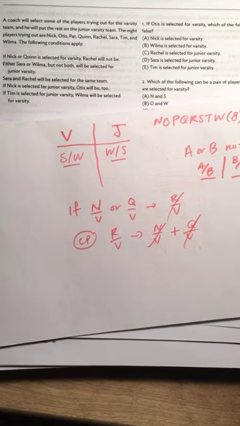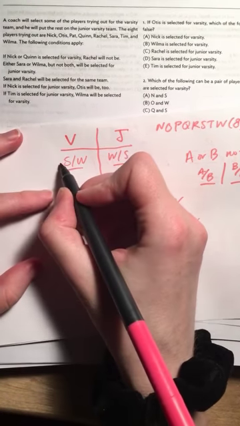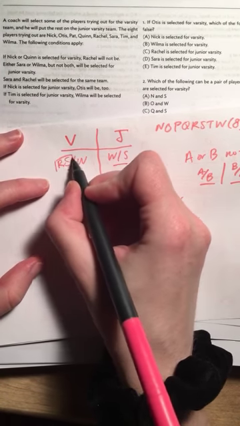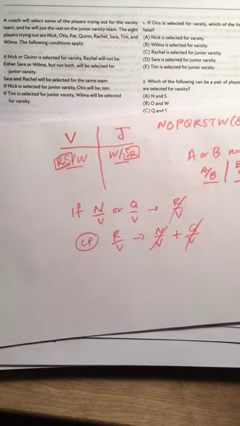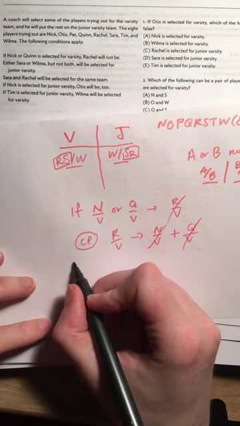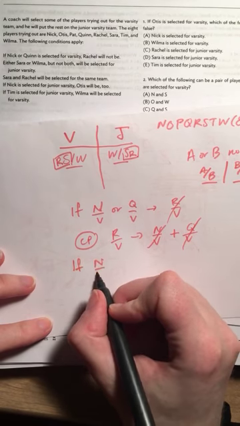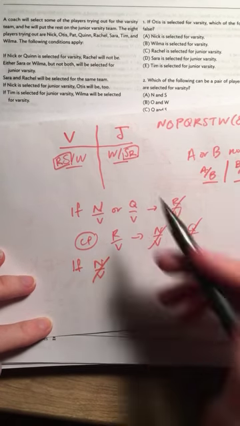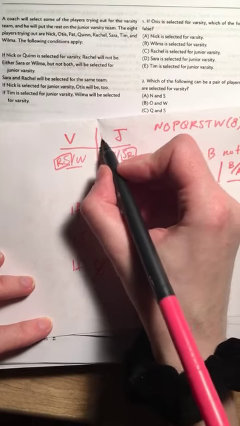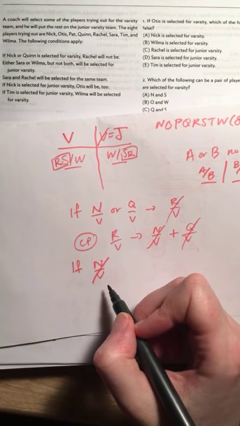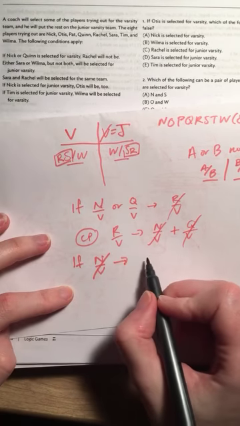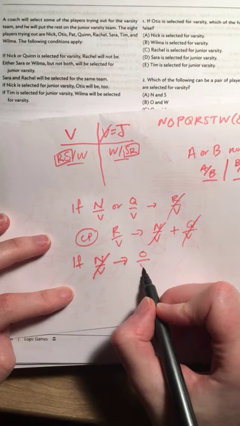Okay. S and R will be selected for the same team. So S and R are going to be together, so I can even add them together here. If Nick is selected for junior, then Otis will be too. So if N is not on varsity, because that's what junior means, right? Junior is just the same as not on varsity. So if Nick is on junior, which means not on varsity, then Otis will be on junior too.